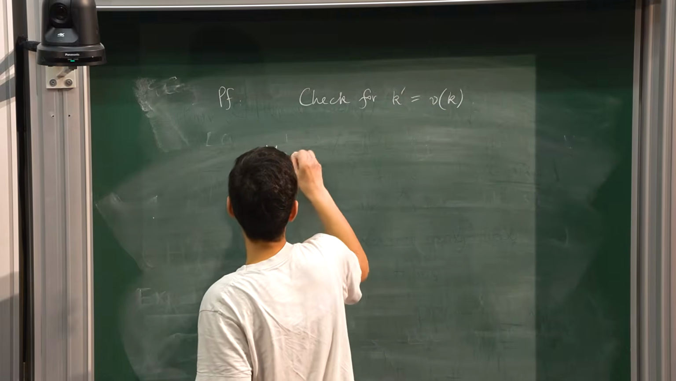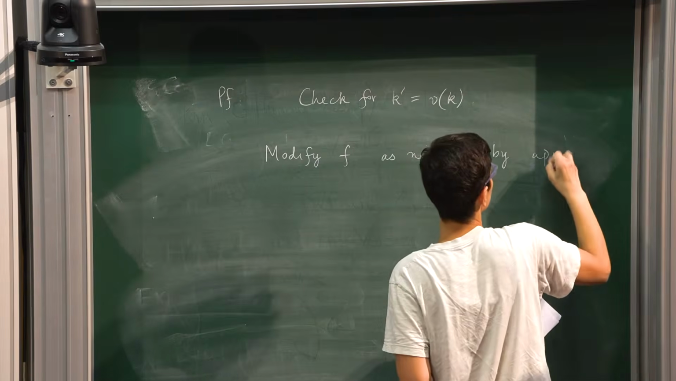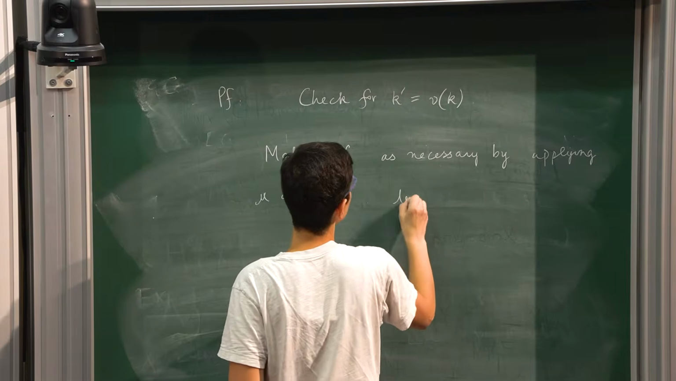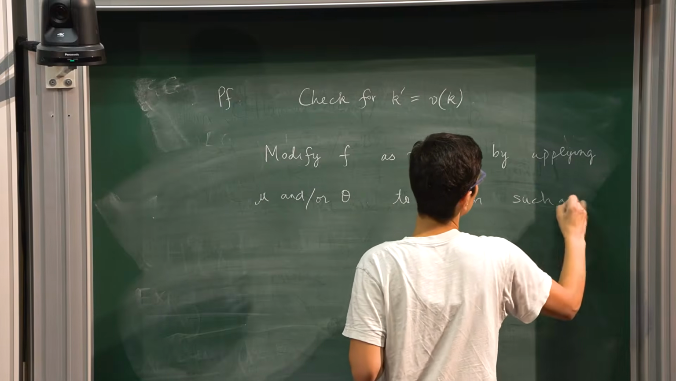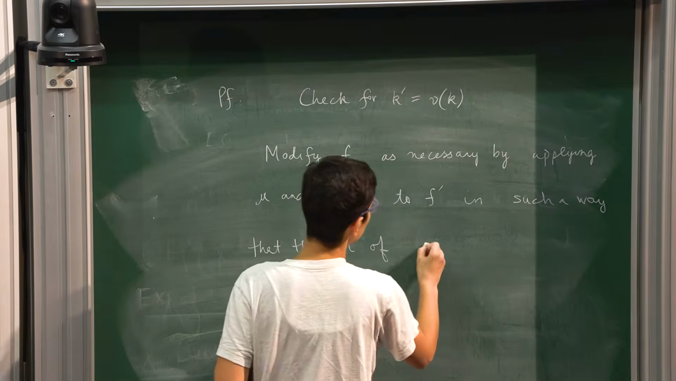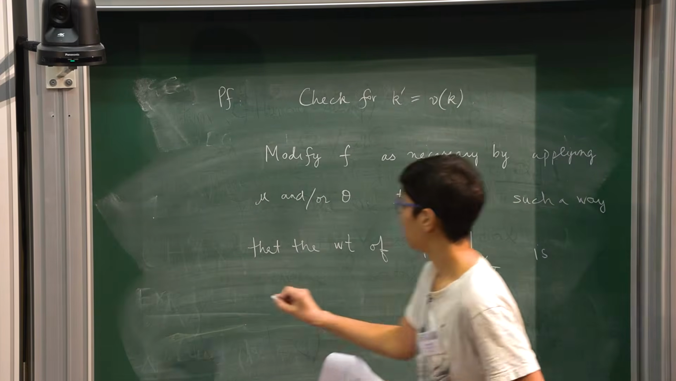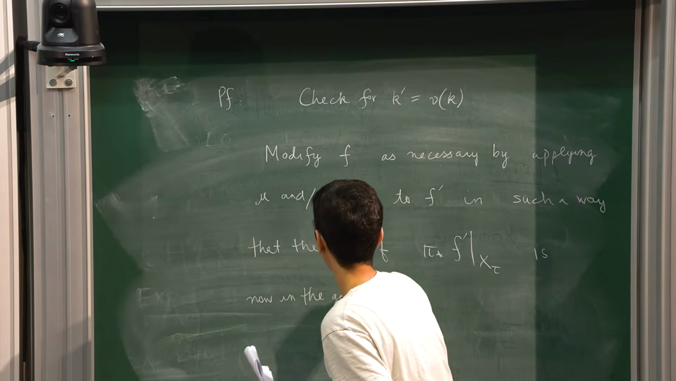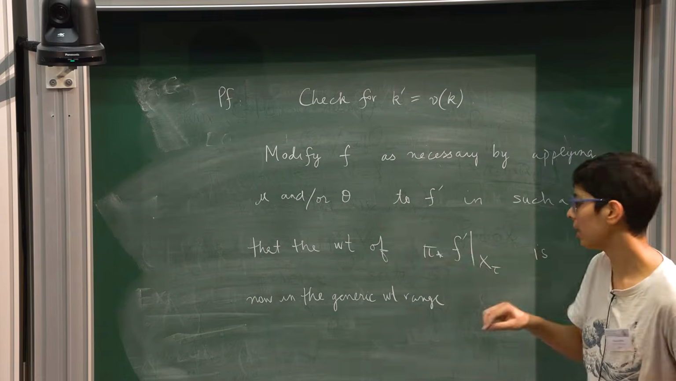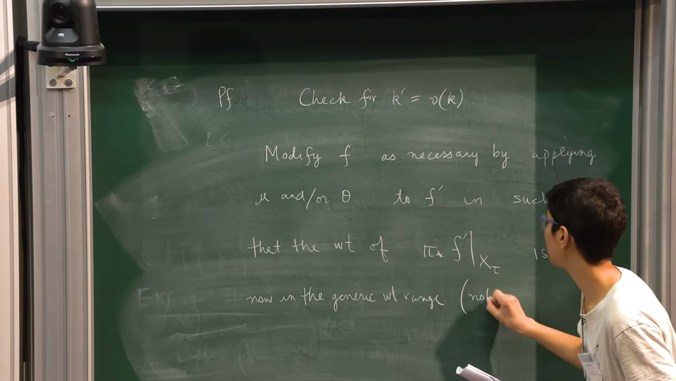So the point is that you modify your Hecke eigenform as necessary by applying mu and or theta to F prime in such a way that the weight of the push forward of F prime restricted to the vanishing locus of the Hasse invariant is now in the generic weight range, which is no longer necessarily p-bounded because we've applied mu and theta on a regular weight on possibly regular places, so not necessarily p-bounded.